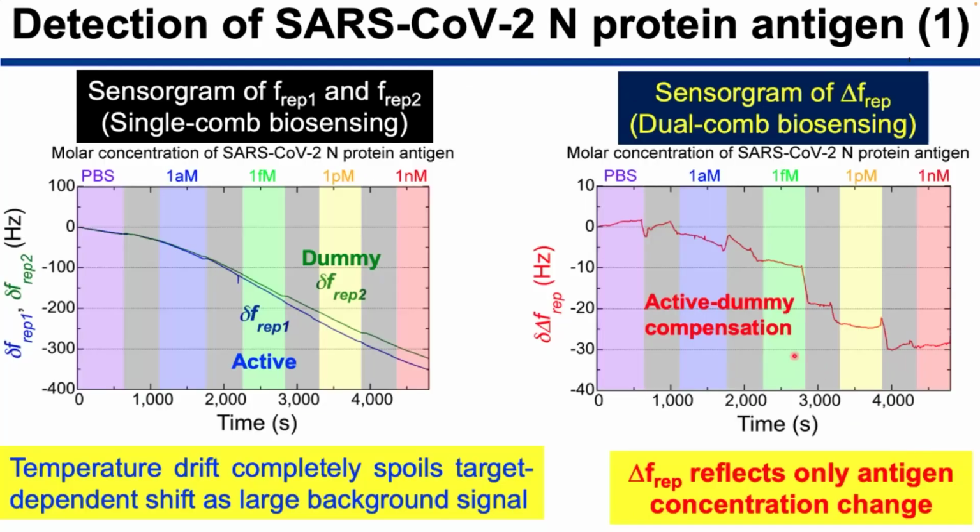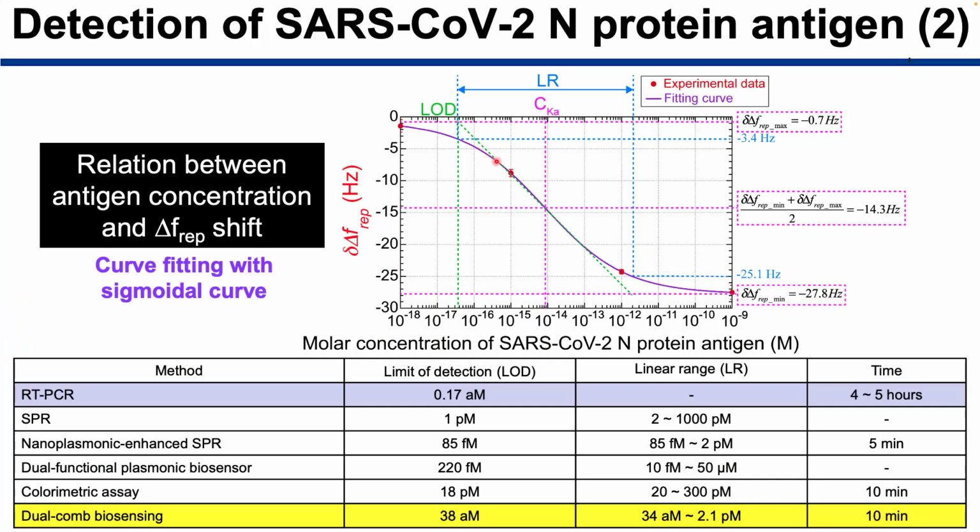From this sensorgram, we obtain a relation between the antigen concentration and the delta FREP shift, indicated by the red plot. To evaluate the validity of these experimental results, we perform the curve fitting analysis with the sigmoidal curve, because the antigen-antibody reaction in a biosensor is represented by sigmoidal behavior. As a result, a good fitting result was obtained, indicating the validity of dual-comb biosensing of SARS-CoV-2 N protein antigen.